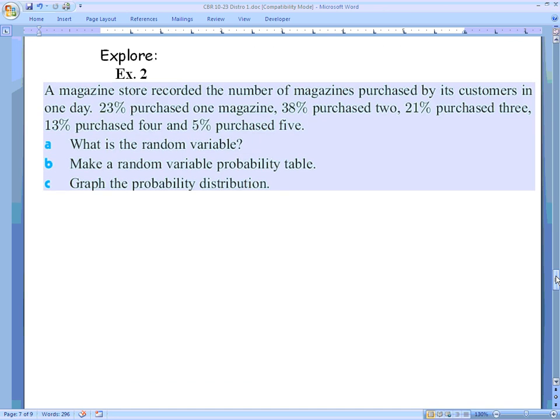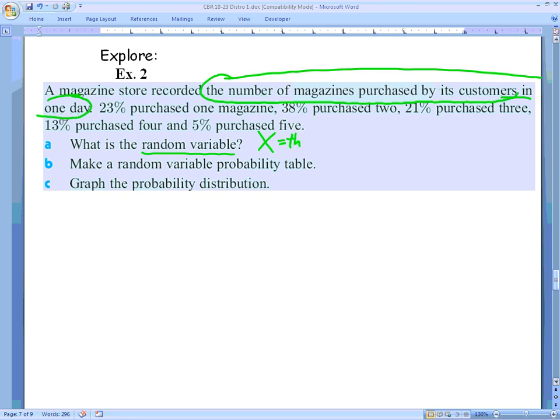A magazine store. Perhaps a thing of the past, but a magazine store recorded the number of magazines purchased by its customers in one day. 23% purchased 1 magazine, 38% purchased 2, 21% purchased 3, 13% purchased 4, and 5% purchased 5. What is the random variable? Again, the random variable is the descriptor. It is words. It is big X. And in this case, big X is the number of magazines purchased by its customers in one day.